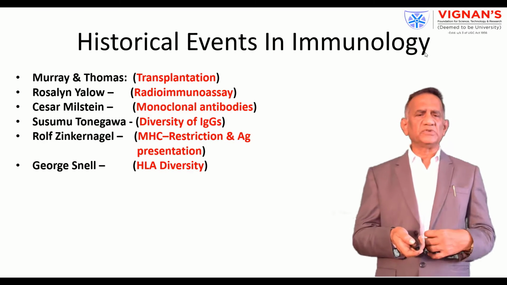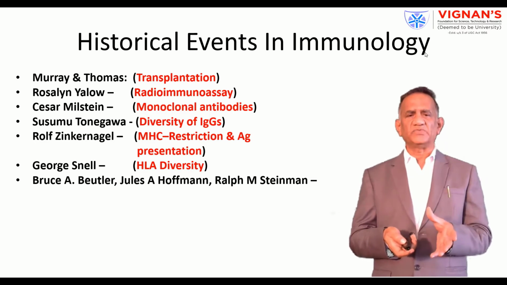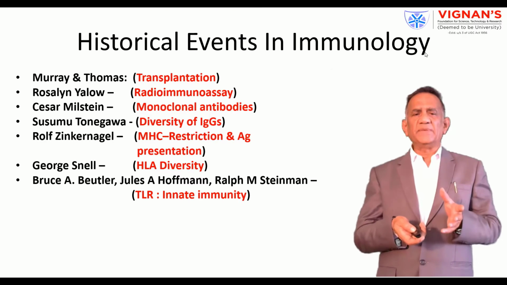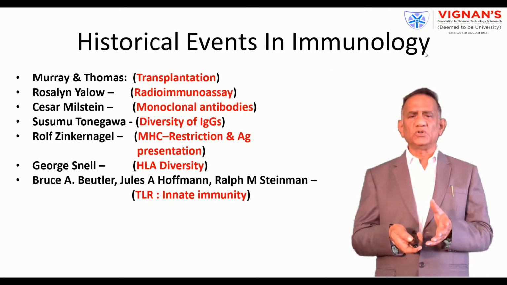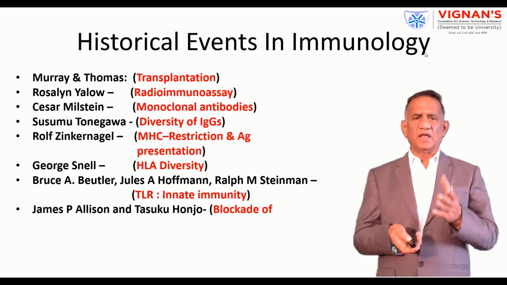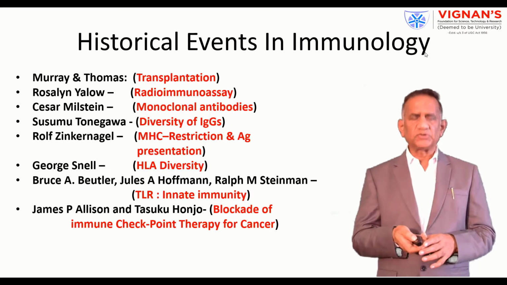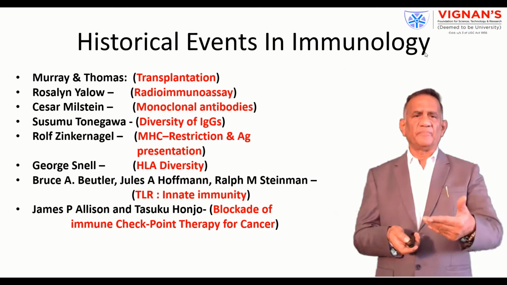Then Bruce A. Beutler, Jules Hoffmann, and Ralph M. Steinman did the work on toll-like receptors, which work in innate immunity. And James P. Allison and Tasuku Honjo did the work on immune checkpoint blockade therapy to cure cancer, awarded last year, 2018-19. So with this background of milestones in immunology, we will proceed further.